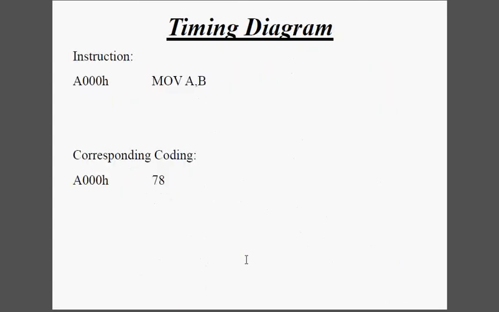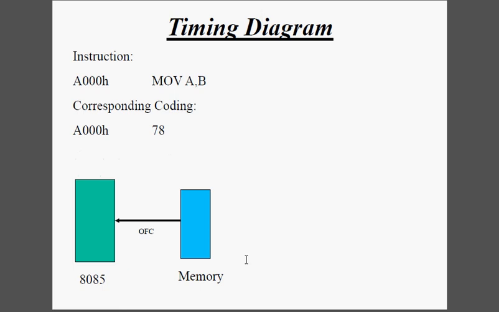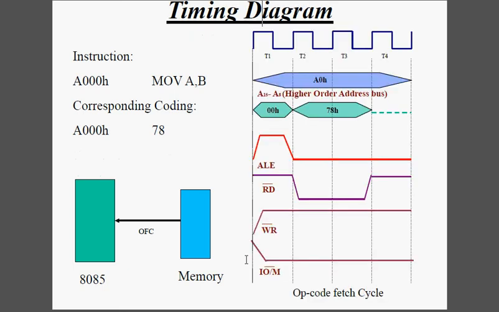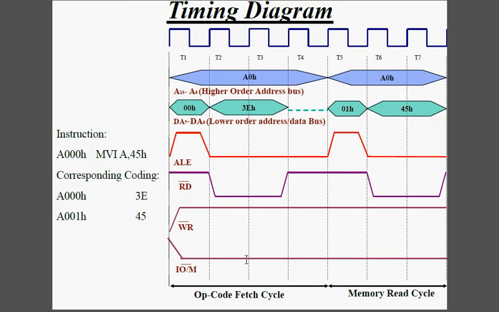Okay, let's skip this. And a little bit of the timing diagram. I think it's important, so I'll cover this. For example, you have this instruction here, move immediate, and then the value 45 to the accumulator. What will happen here?